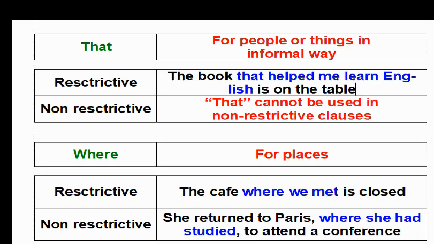Where. A relative clause with where gives more information about a place, physical or abstract. It connects the main clause to the relative clause and avoids repeating the place. Restrictive relative clause with where: the cafe where we met last summer has closed. Where we met last summer identifies which cafe. Non-restrictive relative clause with where: she returned to Paris, where she had studied, to attend a conference. The clause gives extra context about Paris.